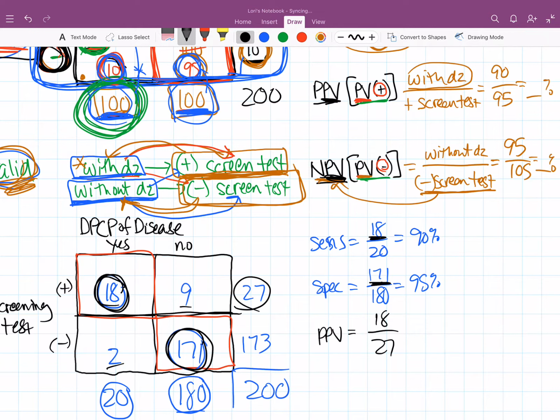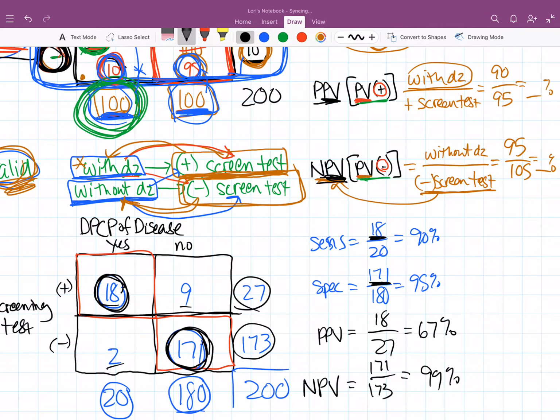So 18 out of 27. That would be 2/3 of the time, or 67% roughly. And the predictive value of a negative test, so negative predictive value, is: of those who tested negative, or 173, what percent of the time were we right? Or what percent had a negative test? So 171 over 173, and you can see that's actually pretty high, or 98.8%, so we'll just say 99% of the time we had a negative predictive value.